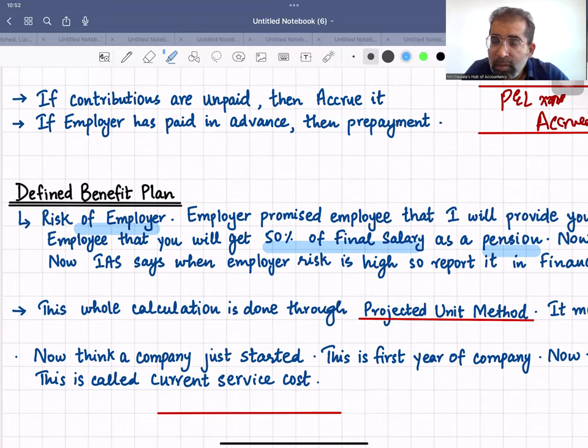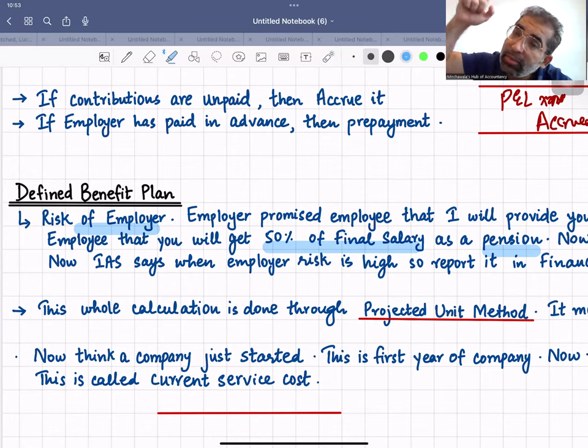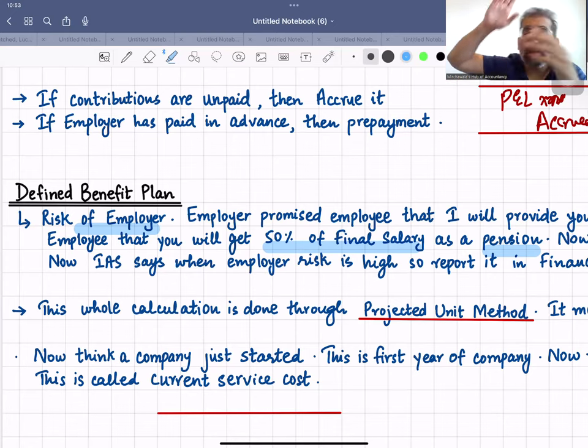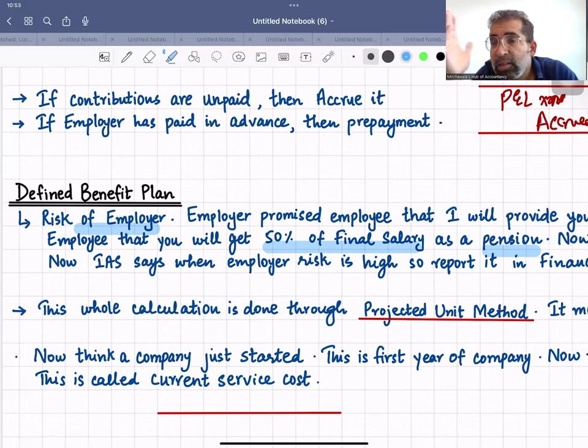Let us say the employee joined the company at the age of 30, and the retirement age is, let us say, 55. Just take an example. So right now he's 30, and I promised him that you will get a pension equal to 50% of your final salary. Final salary means the 55th year salary. So just think, it's a big promise. Nobody knows what his salary will be at the age of 55, so it's a big risk. Maybe he may grow exponentially and have a salary of millions of dollars. There may be extreme inflation and high wage rates at that time.